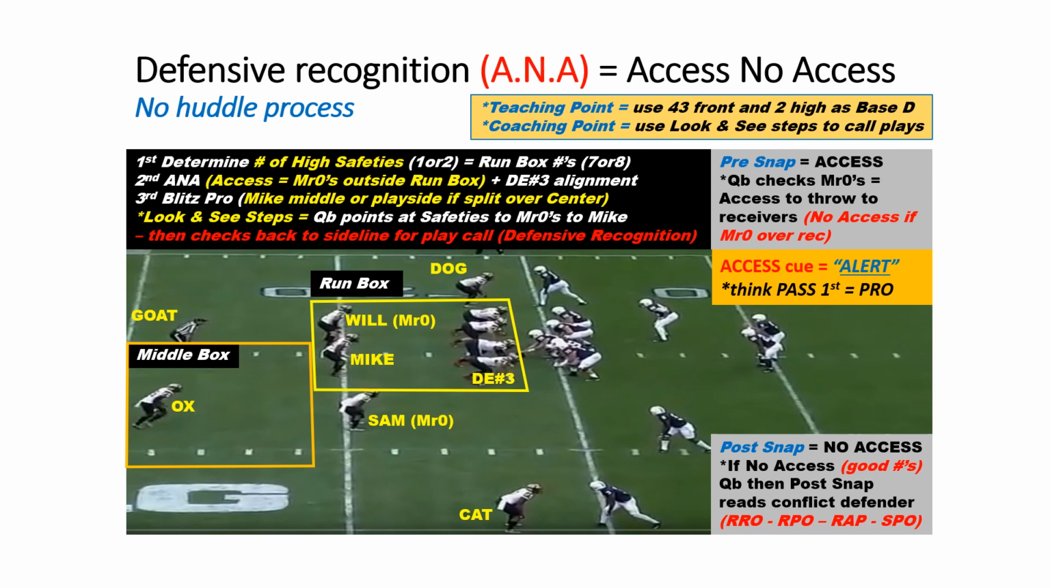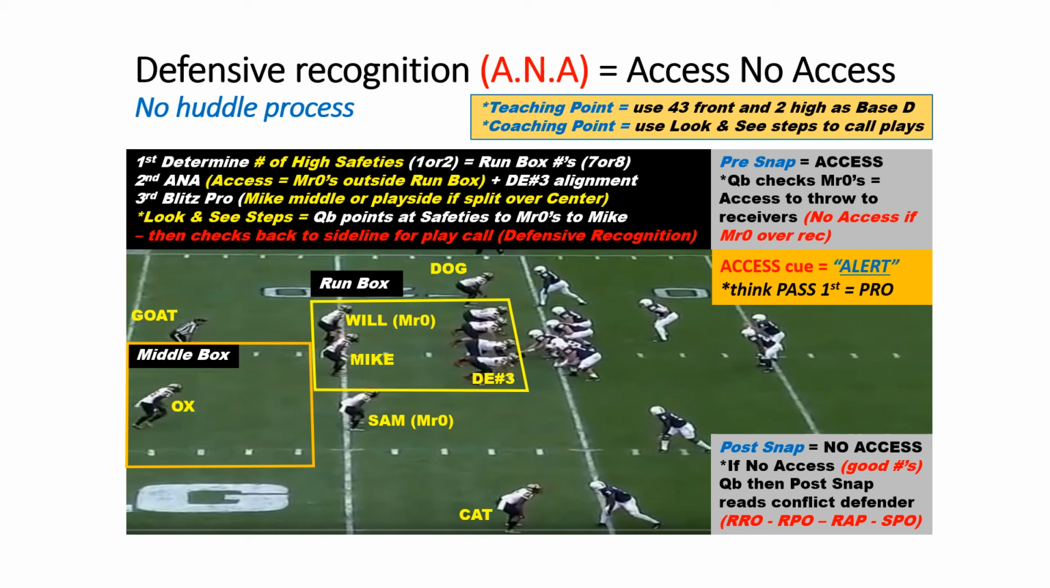All right, last we want to go through our defensive recognition of our no huddle process we want to do with every play. We call this ANA, access, no access. Again, first step, the quarterback's going to point at those safeties. In this case, we have 2 high safeties. Then he's going to go down to those hanging backers, the Mr. Zeros, the Sam and the Will. This is where we look to see if we have access to throw the ball or no access.